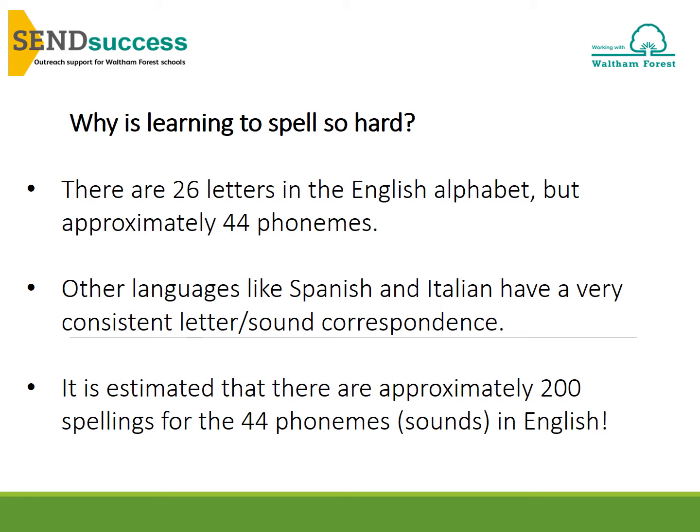In comparison, other languages like Spanish and Italian have a much more consistent letter-sound correspondence. So there are approximately the same number of letters in the alphabet as there are sounds. In Spanish, for example, there are 27 letters in the alphabet and approximately 25 phonemes or sounds. So spelling in those languages isn't really an issue because there's a very consistent pattern between letters and sounds in the language. In English, as we know, there are 44 phonemes, 44 sounds and 26 letters, but there are approximately 200 different spelling variations to represent those sounds.